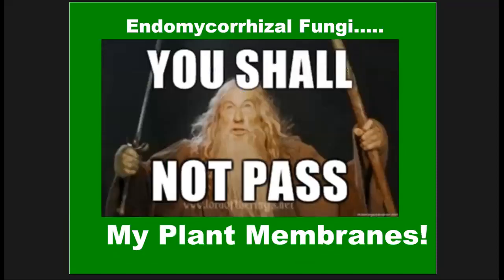So just remember, the endomycorrhizal fungi cannot pass the plant cell membranes without risk of getting attacked. And so they call it a controlled infection on behalf of the plant. The plant is really making sure the fungus has some set boundaries and cannot penetrate past the cell membrane.